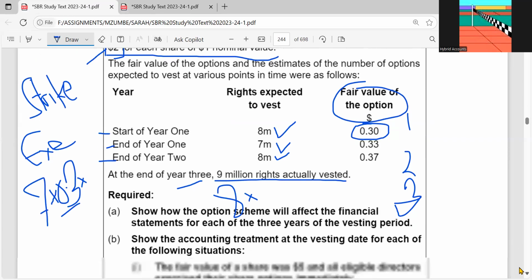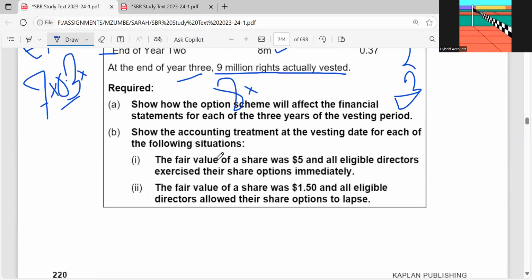Now let's go to part B. It's just like we did before. Part B now says, show the accounting treatment at the vesting date. Part A, we did it before, right? More than once. We did it thrice actually. So show the accounting treatment at the vesting date for each of the following situations. The fair value of the share was $5 and all eligible directors exercise their share options immediately.